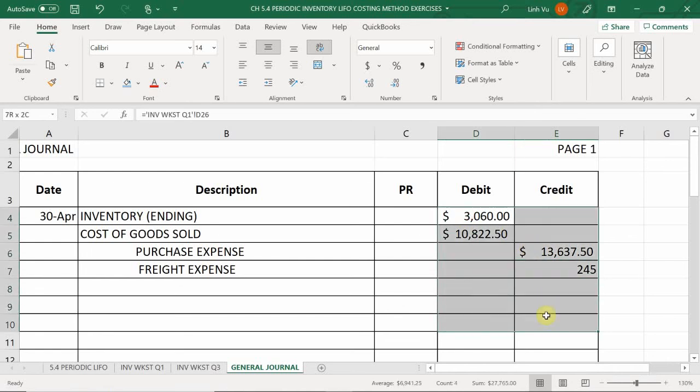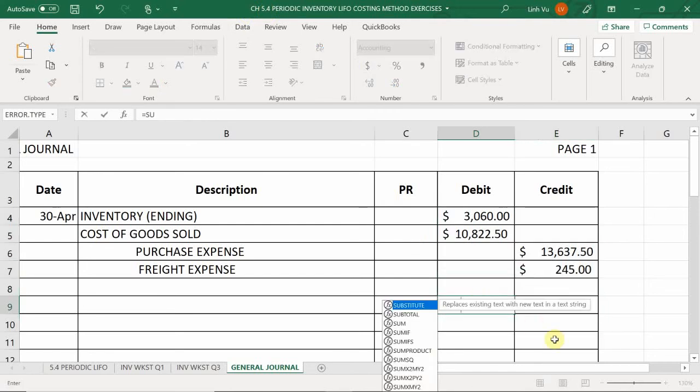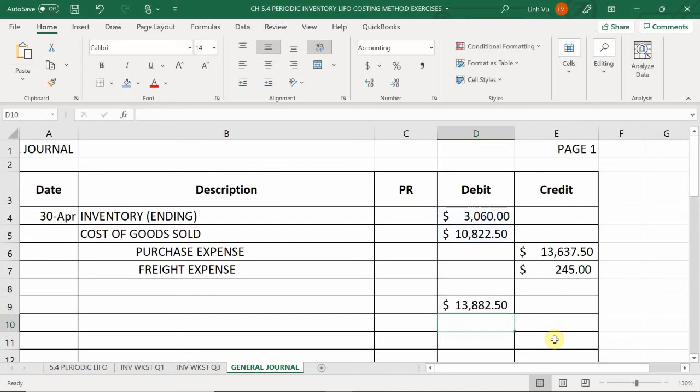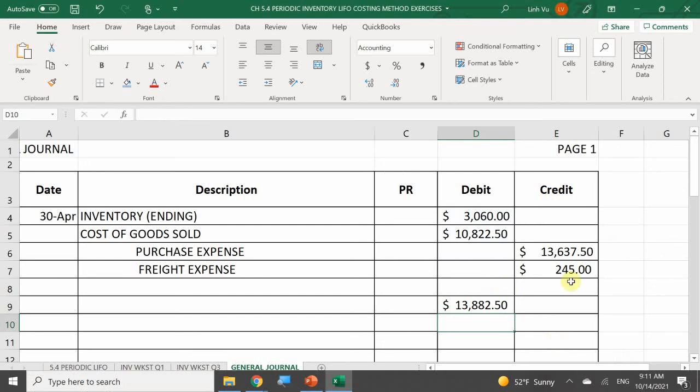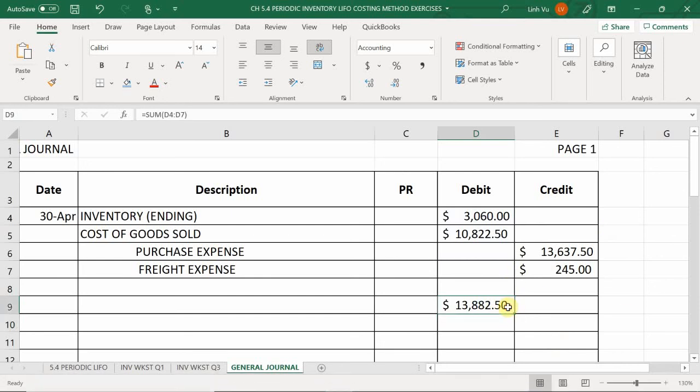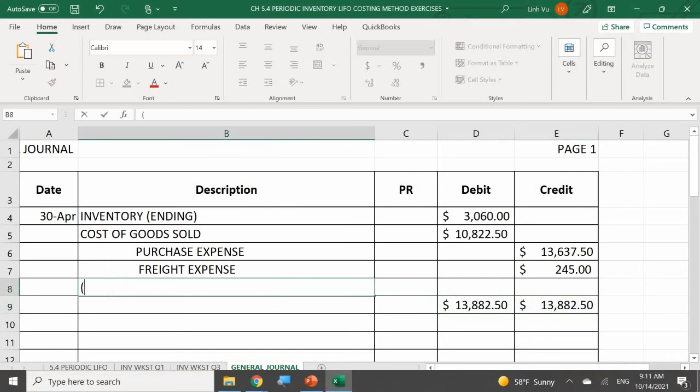So with that, my first rule of thumb here is I must verify that my debits and my credits match. So equal sum. Okay. So I got a grand total of $13,882.50 on the left, and I have a total of $13,882.50 on the right. And last but not least, I need to put my description here: to convert to inventory.